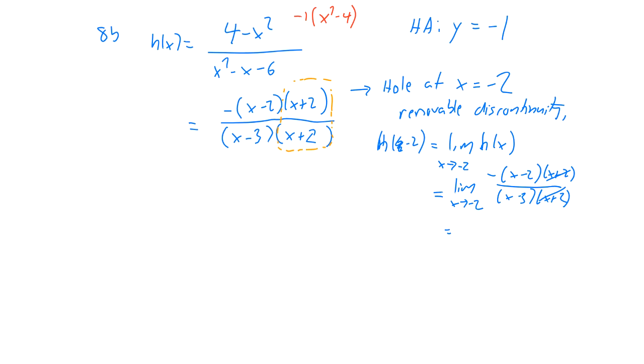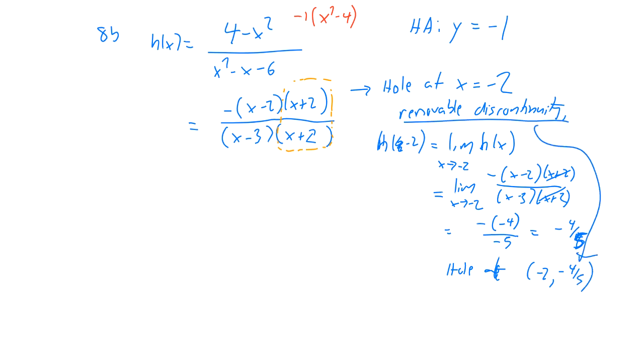So I have negative of -4 over -5, which is -4/5. So that means that there's a hole at the point (-2, -4/5). So that's my complete analysis of the removable discontinuity.